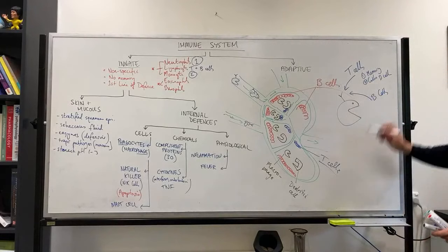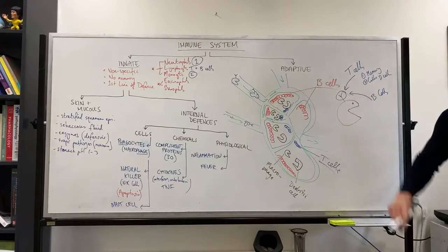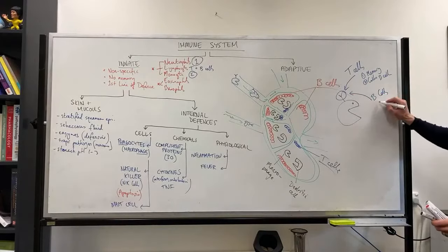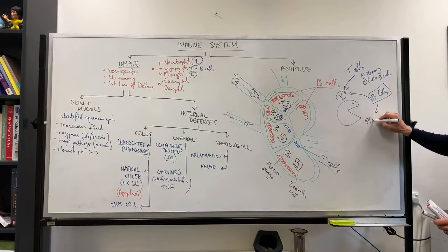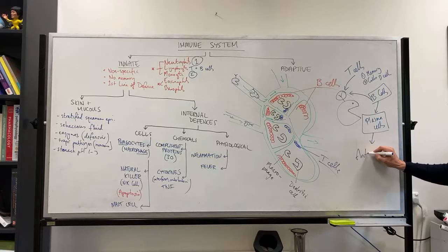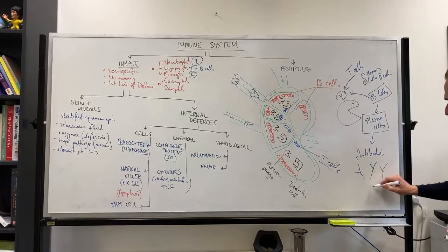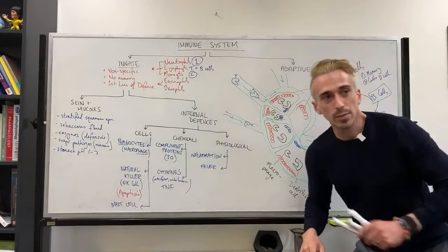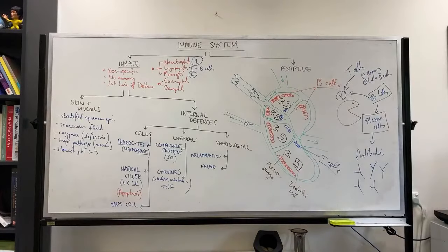And the B cells witness that antigen and they do something special. B cells turn into something called plasma cells. And plasma cells create antibodies. So antibodies, there's many different types, IgG, IgE, IgA, right? Antibodies. Now what antibodies do, one of my quiz questions was, what is an innate barrier?